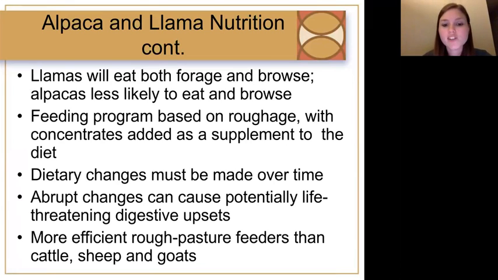And dietary changes must be made over time. This can be true with other species as well, especially dogs. If you change their diet too fast, they can have gastrointestinal upsets, and you can have a lot of problems. In alpacas and llamas, I think more so alpacas, abrupt changes can cause potentially life-threatening digestive upsets. So if you're going to change their diet, you want to do it over a span of 10 to 14 days, just very slowly mixing it in with what they're already eating, so that you don't upset that gastrointestinal tract. That's the same with dogs, which I've learned with my dog, who has a super sensitive stomach. So just a little fun fact there.